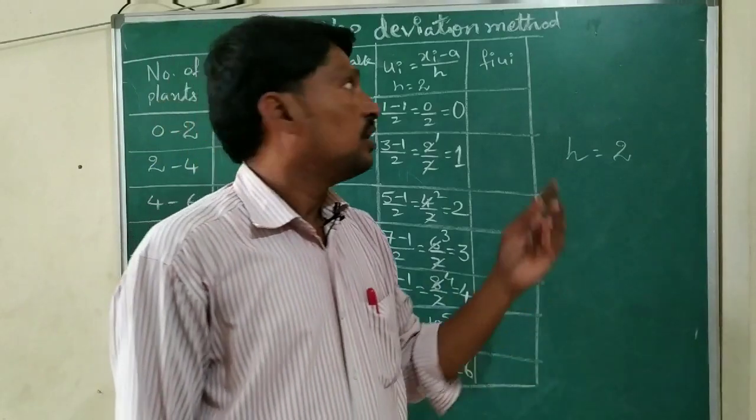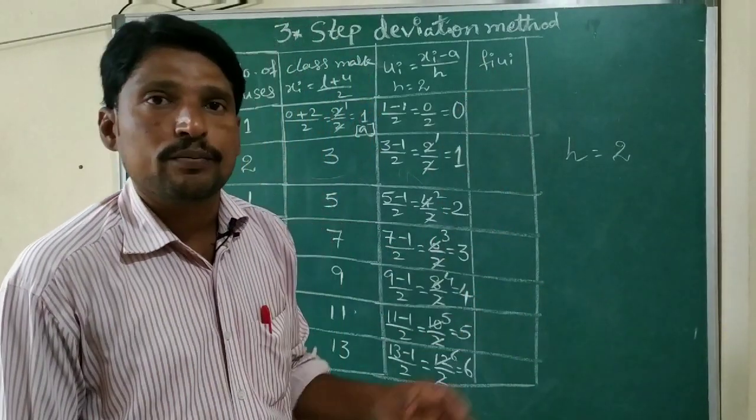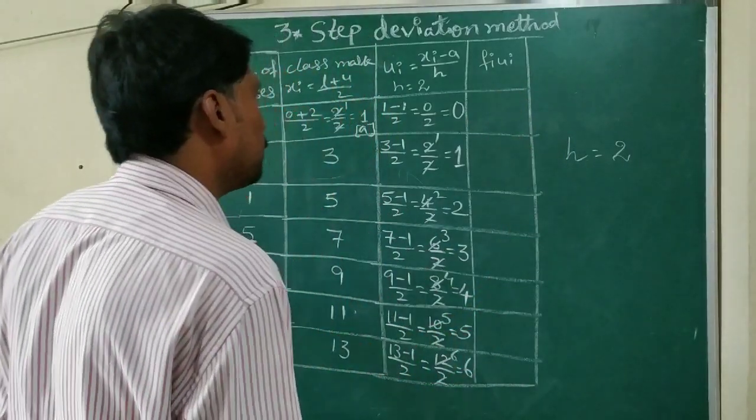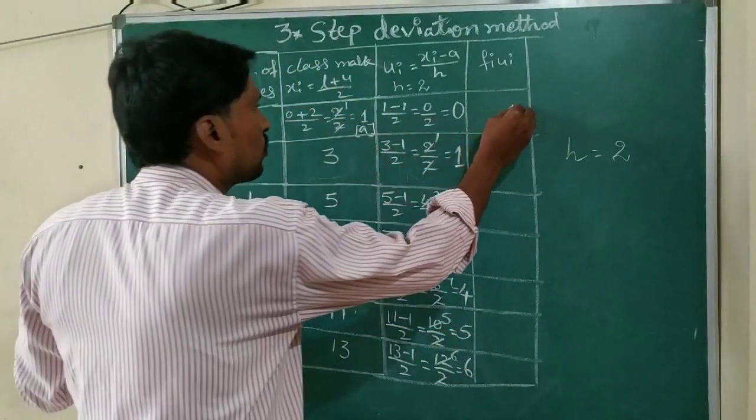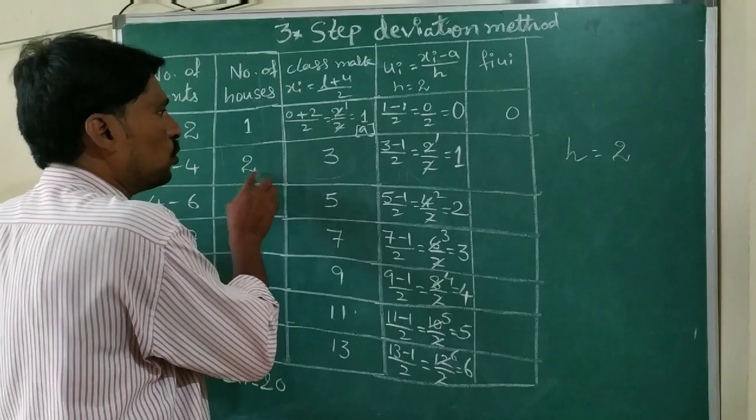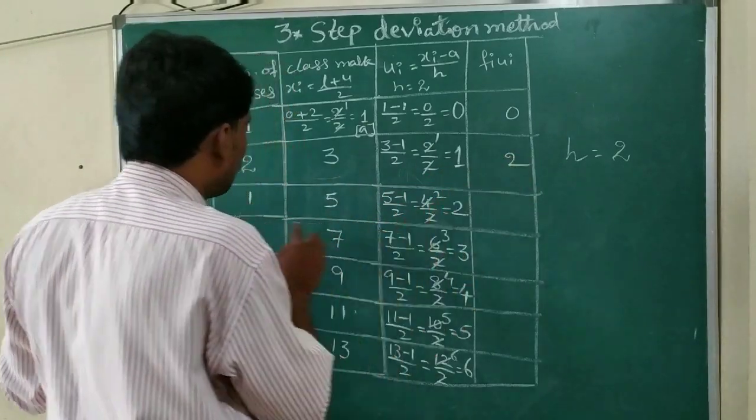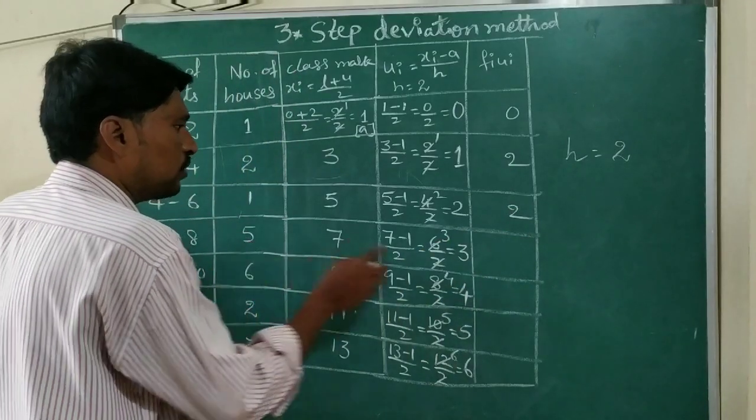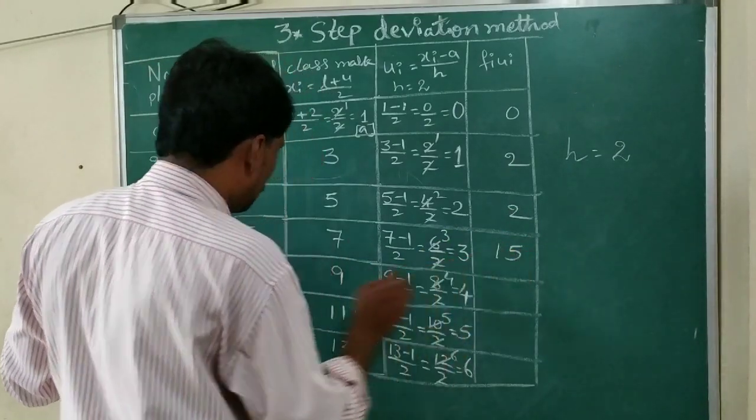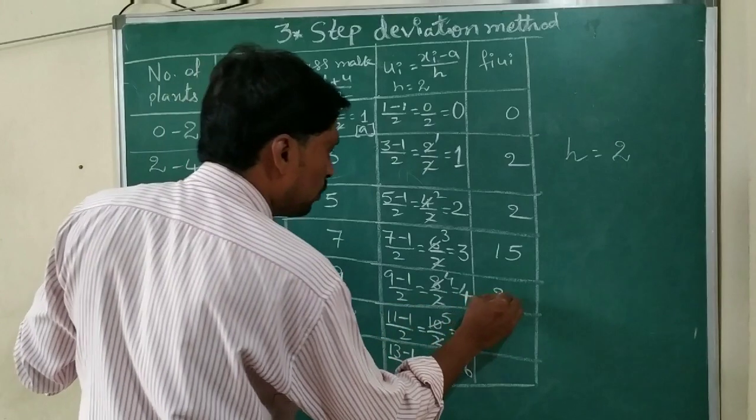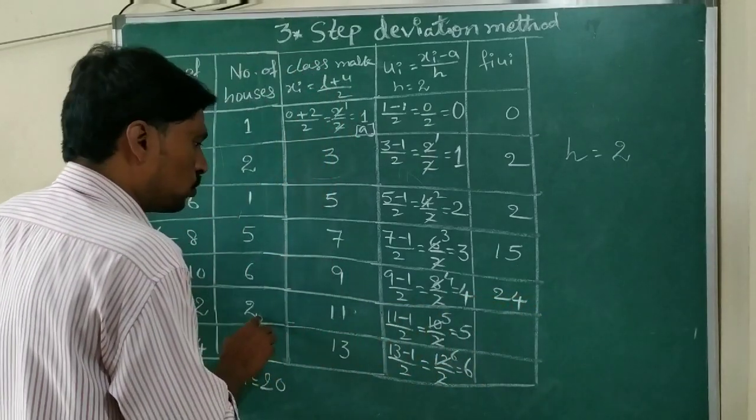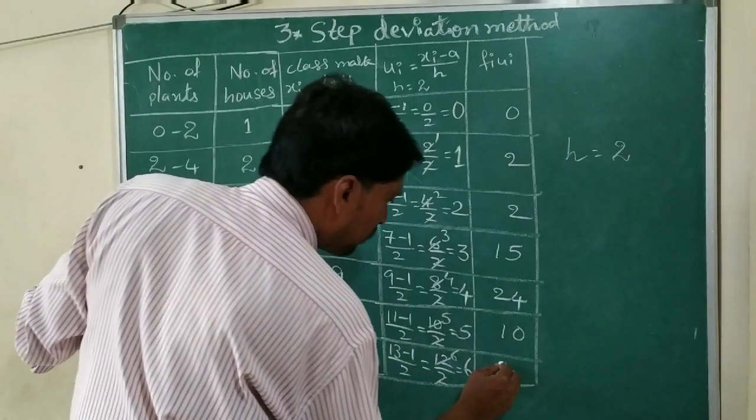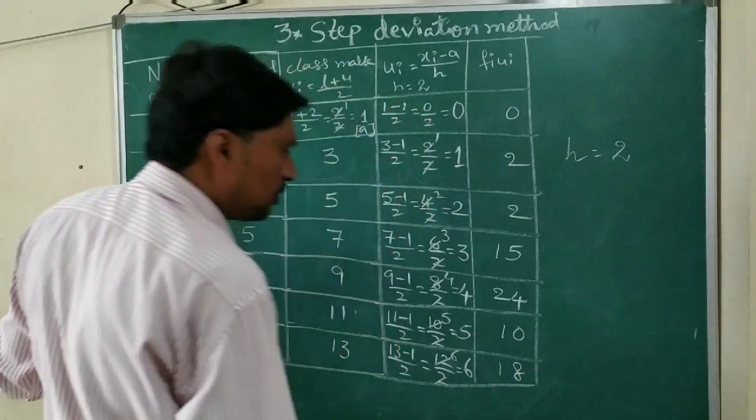Now we have the ui's. Next we need to find fi ui, the product of the frequencies and ui. 1 into 0 is 0. 2 into 1 is 2. 1 into 2 is 2. 5 into 3 is 15. 6 into 4 is 24. 2 into 5 is 10. 3 into 6 is 18.